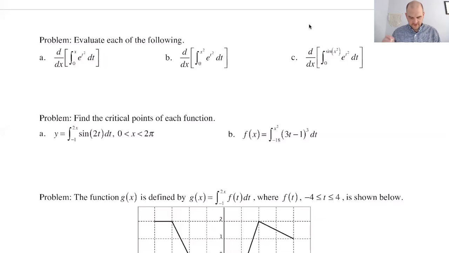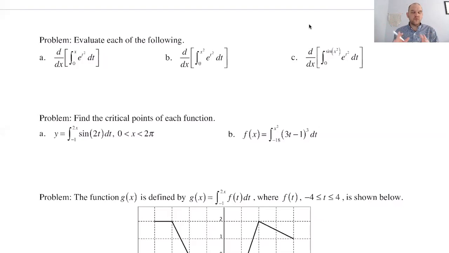All right, this is page 3 of note 17 of Calc AB. We're talking about the second fundamental theorem, which is something that you apply to accumulation functions. An accumulation function is a function that has a definite integral in it. When you have the definite integral in your accumulation function, the variable should be the upper bound, and the lower bound can be pretty much anything.